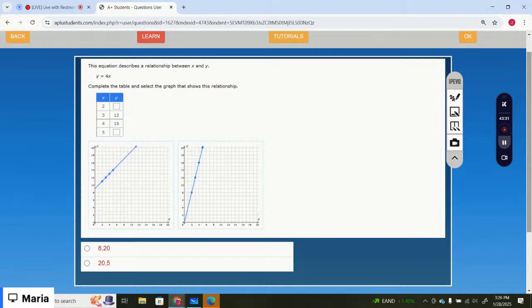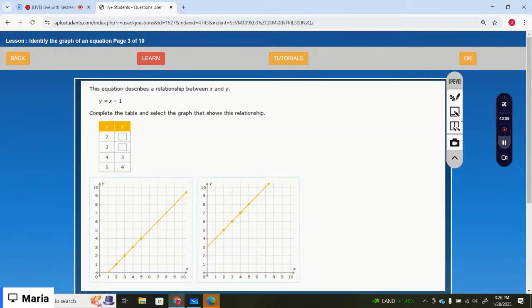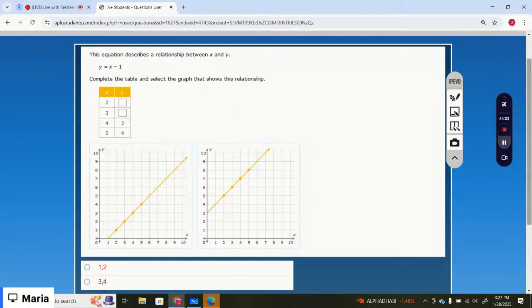The values are 2 times 4 is 8 and 5 times 4 is 20. So the missing values are 8 and 20. You can see the graph x equals 2, y equals 8. Option 1 and this graph, option 1 is the correct option. This equation describes the relationship between x and y. Y equals x minus 1. Which option is the correct one?